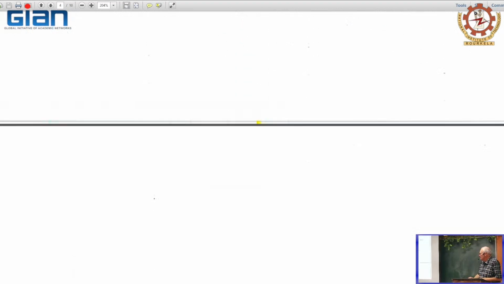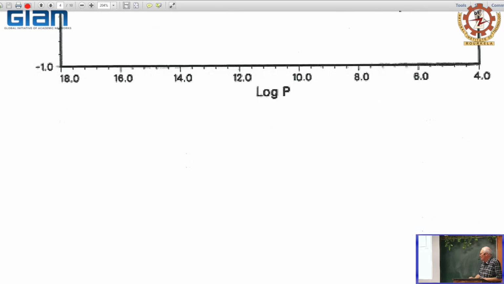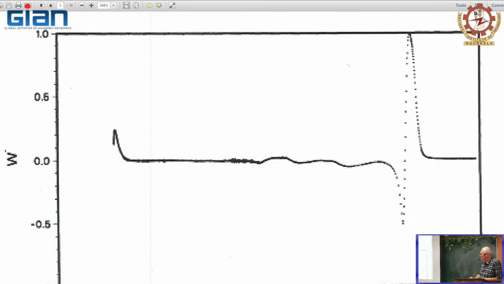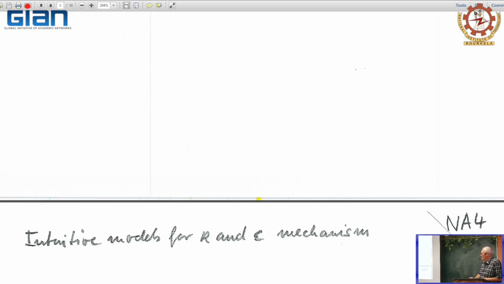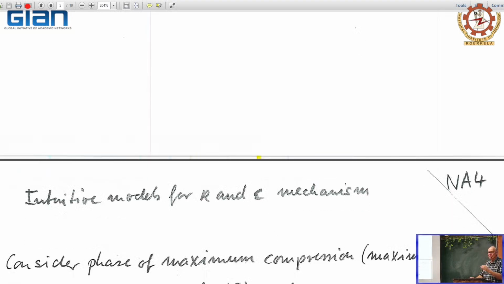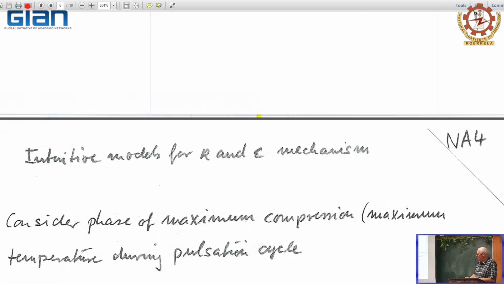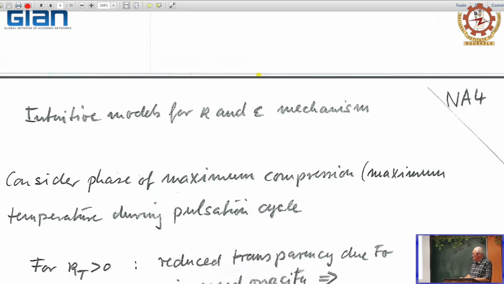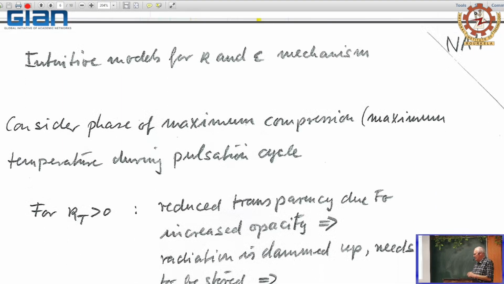Okay, so now we would like, of course, as the next step, an intuitive model for this epsilon and kappa mechanism, and it's already been addressed yesterday, partially by Professor Yadav. Let me just briefly comment on an intuitive model for this kappa and epsilon mechanism.